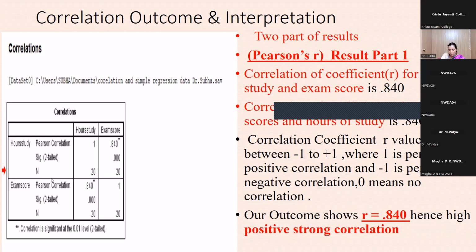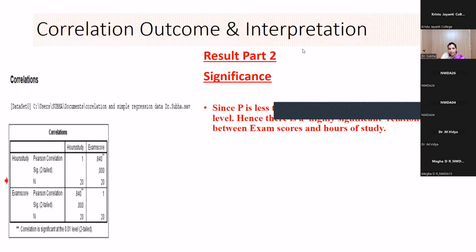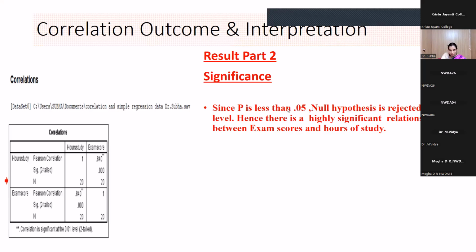This is one part of the result, and the other one which we are going to interpret is about the significance. Since the p-value is less than 0.05, the null hypothesis is rejected at 5% level. Hence, there is a highly significant relationship between the exam scores and hours of study.